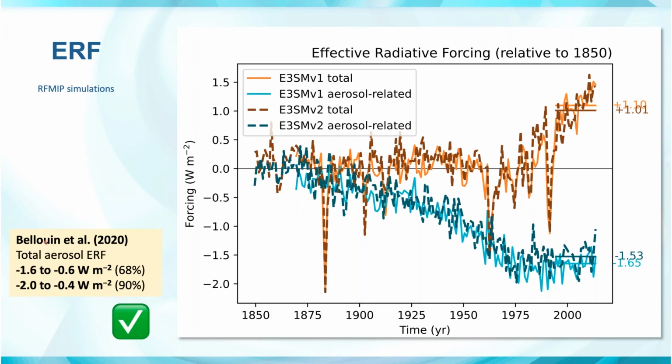Similarly to the Sherwood effort, there has been an effort by Bellouin et al. to try to come up with an estimated range for the total aerosol forcing, and their range with 68% uncertainty is minus 1.6 to minus 0.6. So we are right at the edge here, but we are within the range that study came up with. So again, from that point of view, it looks like everything is good.